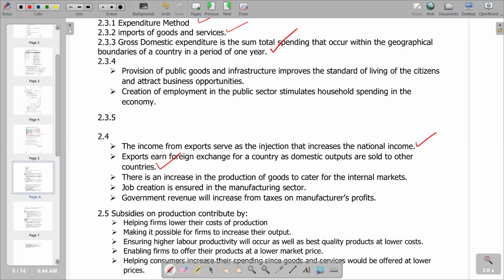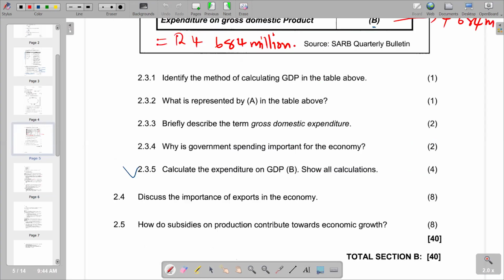So it's another positive. Then there is an increase in the production of goods to cater for the internal market. So it also facilitates the increase in the production of goods that we produce locally. The next one, job creation, is ensured in the manufacturing sector. Obviously, we have discussed the creation of jobs. Then lastly, government revenue will increase from taxes on manufacturers' profits. So it also increases our government revenue. So basically, this is the point that subsidies on production contribute towards economic growth.